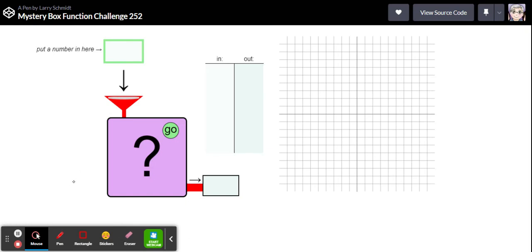In the purple mystery box there is some math and your challenge is to figure out what it is. You can use the link in the description to try this on your own, and when you think you've got an idea, come on back and see if we get the same thing.